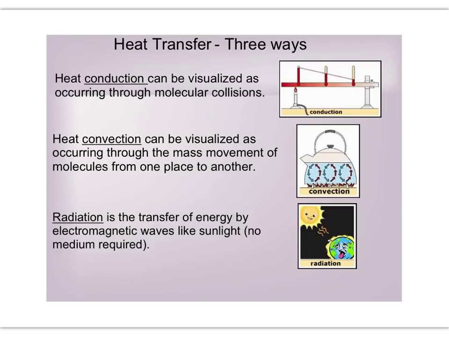Heat can be transferred from one object to another in 3 different ways. 1, through contact. As the molecules collide with one another, they can give each other heat. That's called heat conduction. 2, convection. As you have mass movements of molecules from one place to another, that can move heat. And then finally, radiation, when you have transfer of energy through electromagnetic waves.